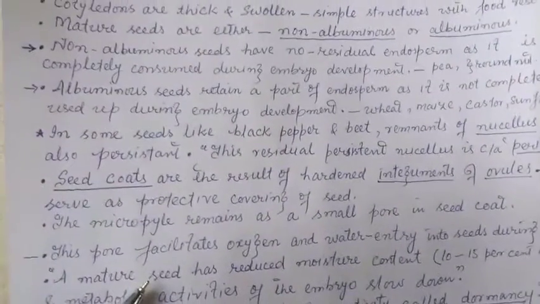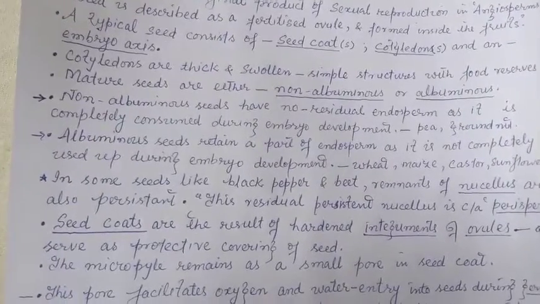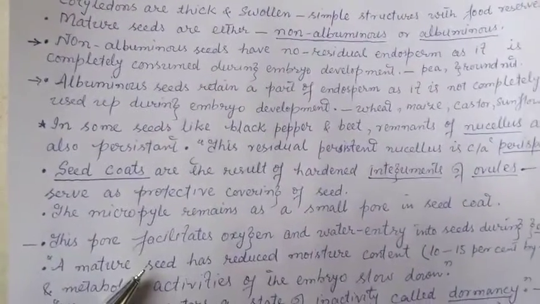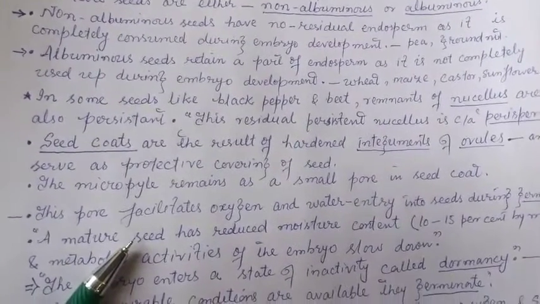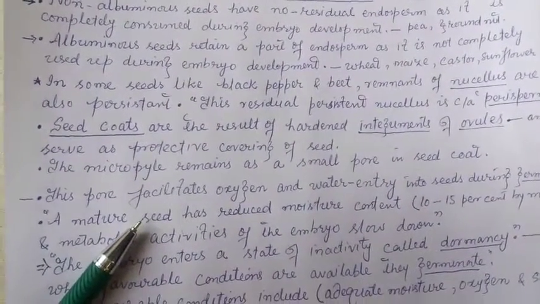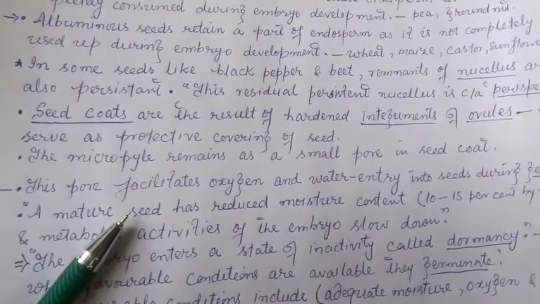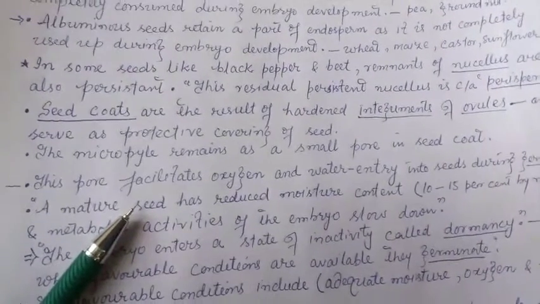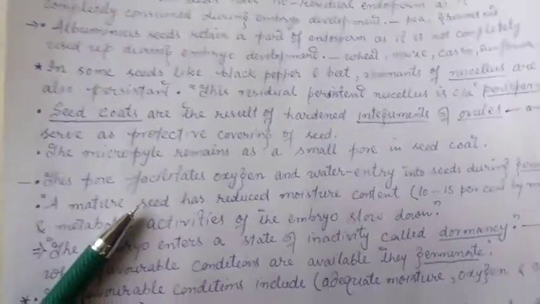Now the seed coats are the result of hardened integuments of ovules and serve as protective covering of seed. The micropyle remains as a small pore in seed coat. This pore later on facilitates the supply of oxygen and water, and helps in the germination of seed.